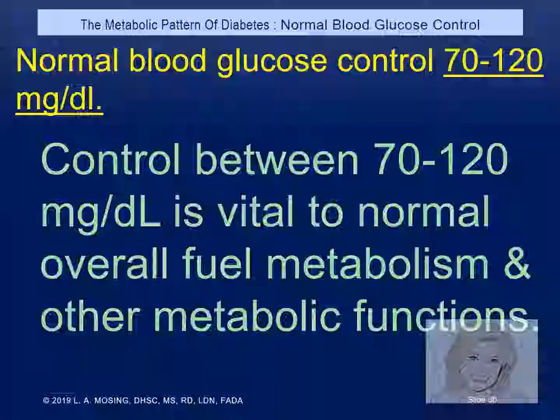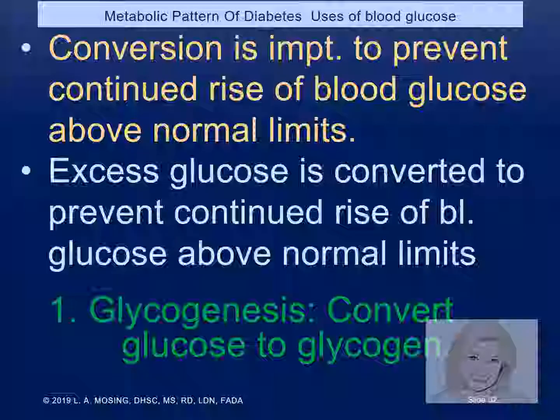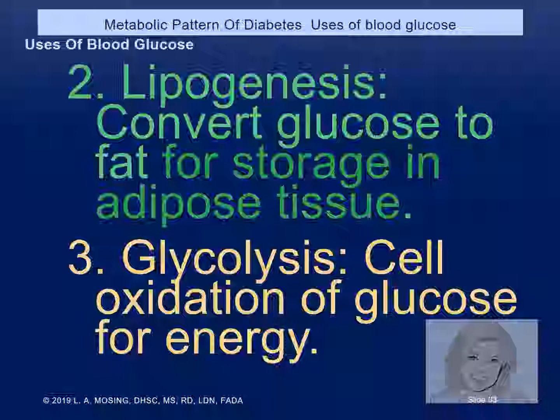So we have vital overall fuel metabolism and other metabolic functions. So we can get courses of carb, and this was chapter 3, where we talked about carbohydrate. We have carb in each of our food groups, but we also have our glycogen in our muscles and liver, and it is there to store our energy. So the conversion of our stored energy to blood glucose, let's say you're NPO after surgery, is important. If we have too much blood sugar, then it's converted to prevent the continued rise or excursion of your blood glucose level. So we have 3 mechanisms. Glycogenesis converts glucose to glycogen. Lipogenesis converts glucose to fat for storage in adipose tissue. And glycolysis, cell oxidation of glucose for energy.